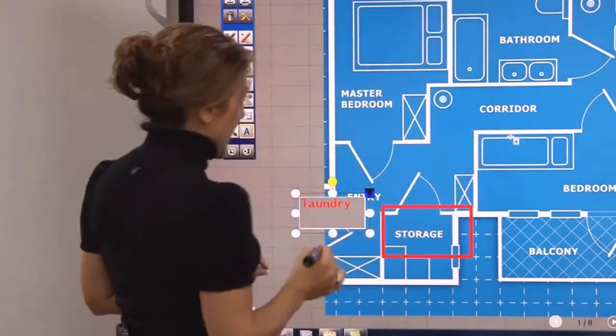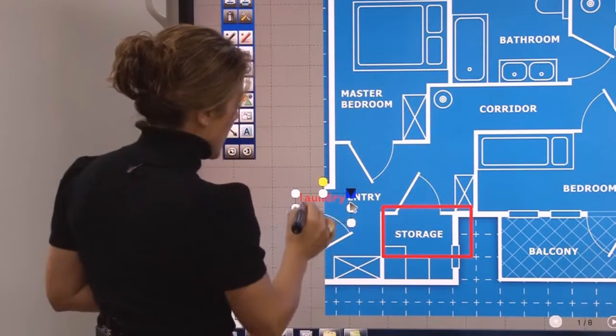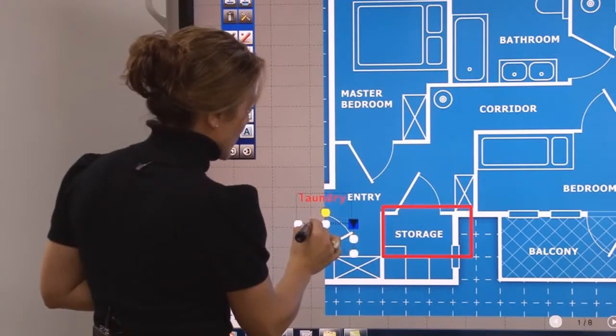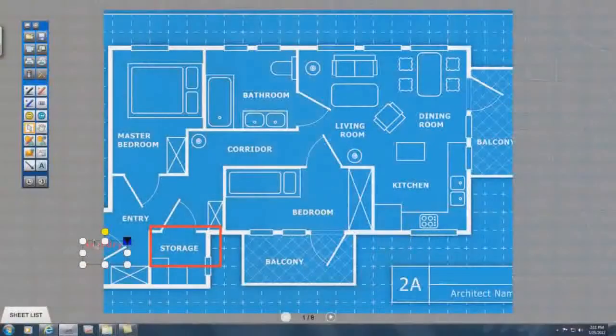I can now remove my X, and I can make this box a little bit smaller. And now what I want to do is take this image and move it down so that it appears next to the square.